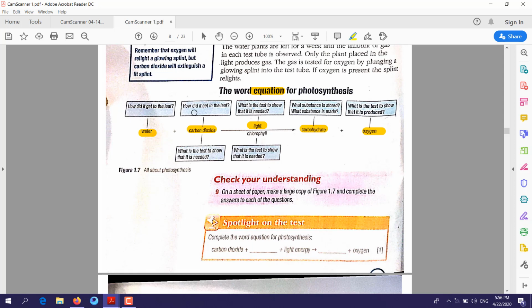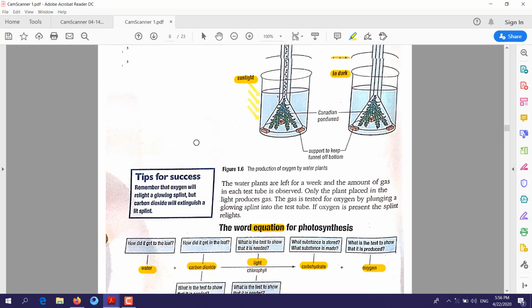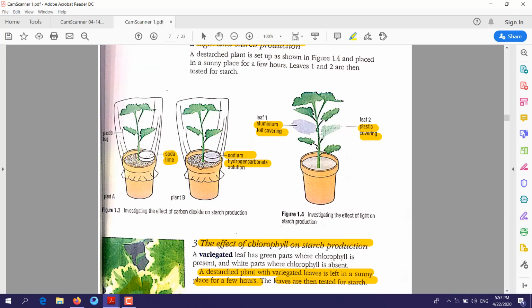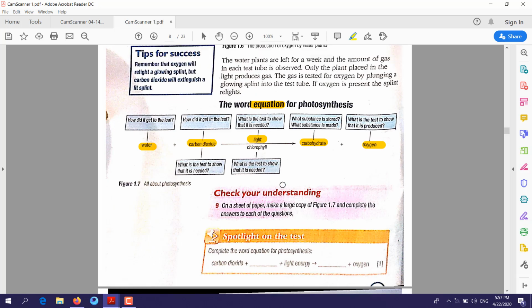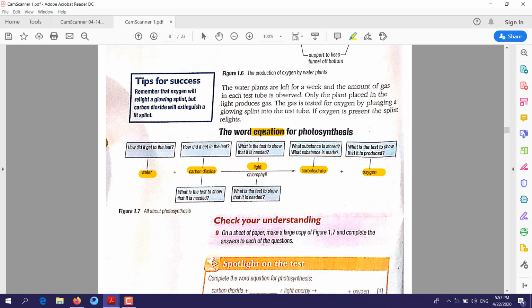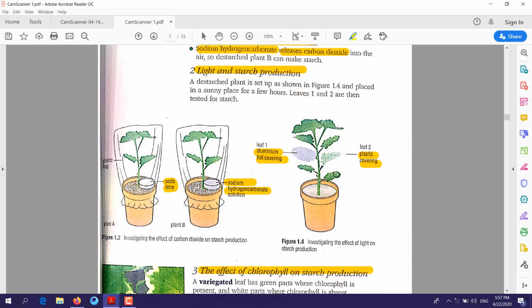Then carbon dioxide: how did it get in the leaf? We said by the tiny openings on the leaf, which are stomata. Now, what is the test to show that carbon dioxide is needed for the process of photosynthesis? You will go back to this experiment. Then light: what is the test to show that it is needed? How can you test that light is needed for photosynthesis? You will go to the test of aluminium foil and plastic cover. This one.